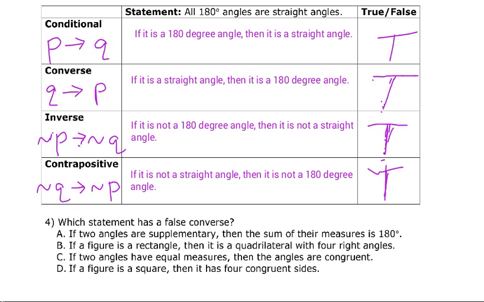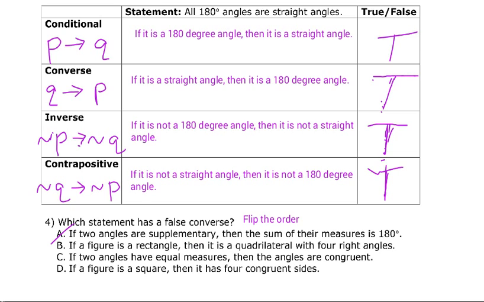But the last two statements, your inverse and contrapositive, are both true statements as well. So for number 4, which statement or statements, I want to add in there, so you could have more than one, has a false converse. You have to remember that converse is flipping the order. So for this very first one, if two angles are supplementary, then the sum of their measures is 180. So the converse would be, if the sum of their measures is 180 degrees, then the two angles are supplementary, and that would not necessarily be true, so that would be a false statement.